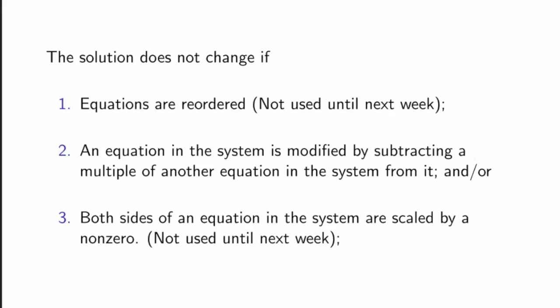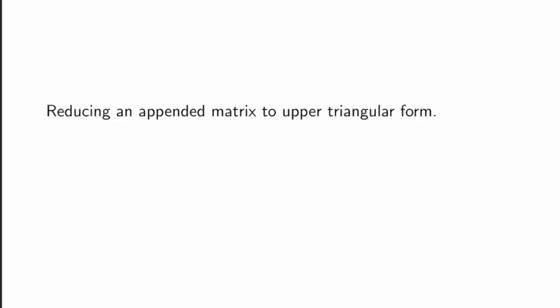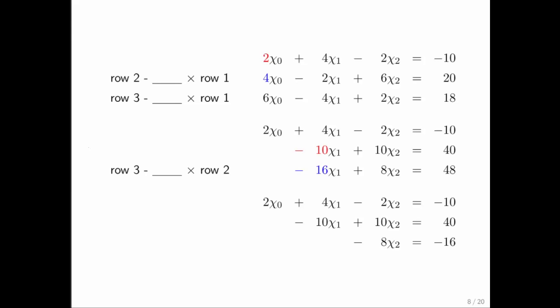So, we still have our same fundamental facts, and we're still going to reduce the system of linear equations to an upper triangular system. However, we're going to instead work with this appended matrix, which we're going to reduce to upper triangular form. So where does this all come from? Well, previously we saw how to take multiples of equations, subtract them off of other equations, in order to reduce the system of linear equations to an upper triangular system of linear equations.